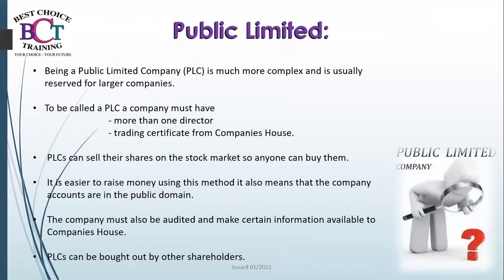Public limited. Being a public limited company is much more complex and is usually reserved for large companies. To be called a PLC, a company must have more than 1 director and a trading certificate from Companies House. PLCs can sell their shares and stocks on the market so anyone can buy them. It is easy to raise money using this method, as it also means that the company's accounts are in the public domain. The company must also be audited and make certain information available to Companies House. PLCs can be bought out by other shareholders.